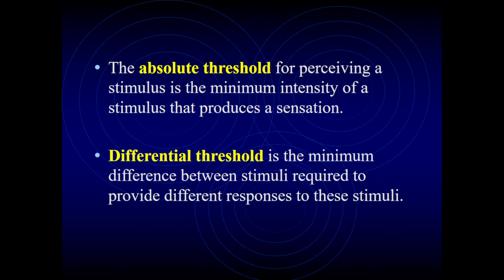Adaptation of the receptors is manifested in a decrease in absolute sensitivity. For example, we don't notice the continuous pressure of clothes on the skin. Differential threshold is the minimum difference between stimuli required to provide different responses to these stimuli.